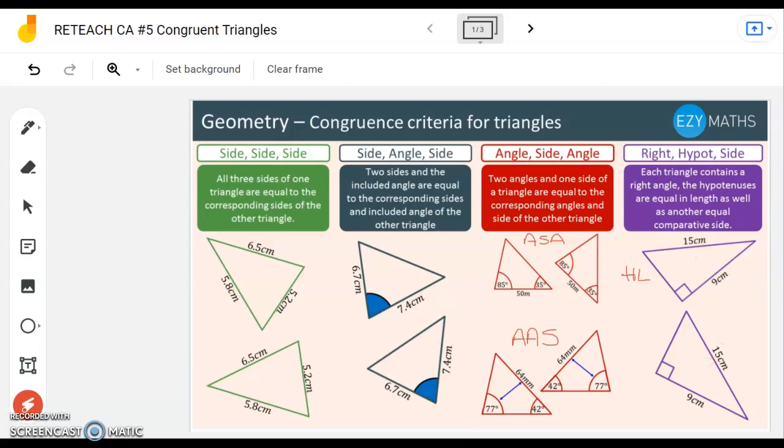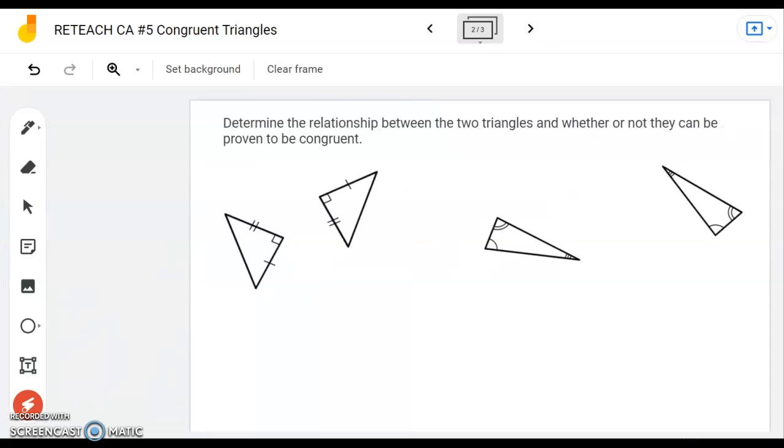So we do have the hypotenuse marked, and then we need that corresponding leg. We have 9 centimeters here and 9 centimeters here. Those are the corresponding legs. So we need to be able to tell whether or not triangles are equal to each other based on those theorems. We want to determine the relationship between the two triangles and whether or not they can be proven congruent. You have to look at the markings.